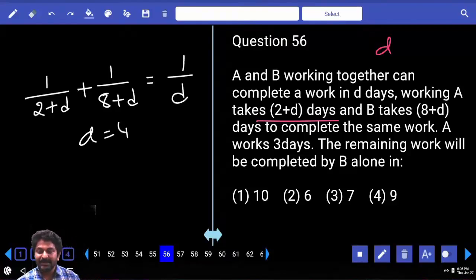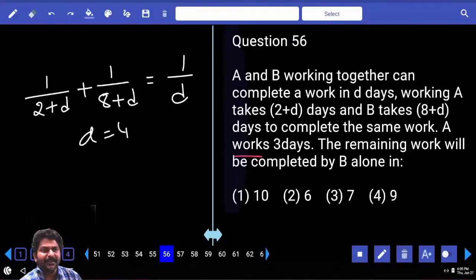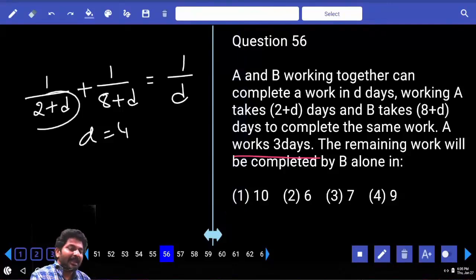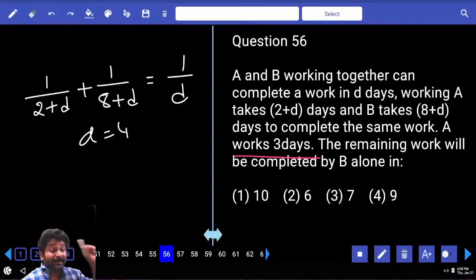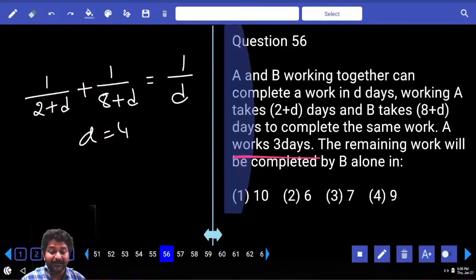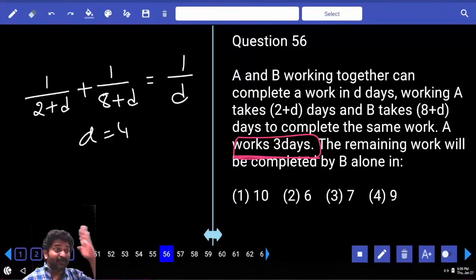So now what is your question? A works for 3 days. A can complete the work in 2 plus D days. That means 2 plus 4, that is 6 days only. A can complete the total work in 6 days, but he worked for how many days? That means what fractional part of work is done? Half the work is done. How much is remaining?